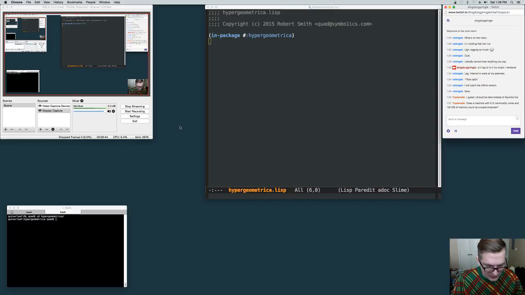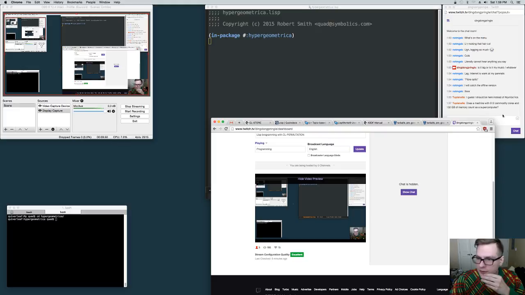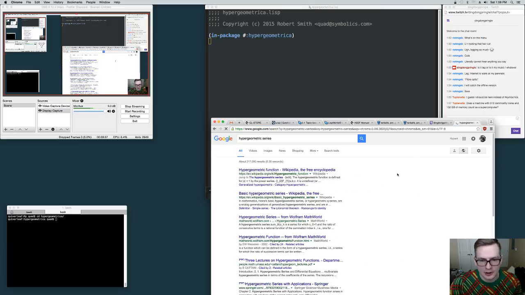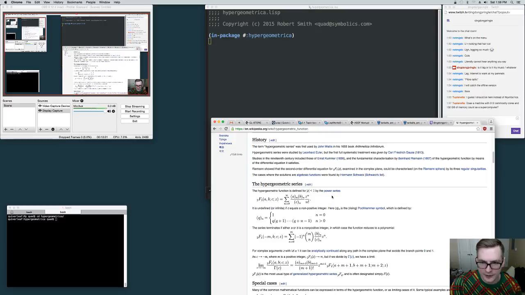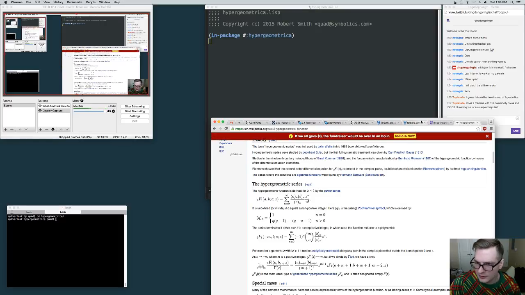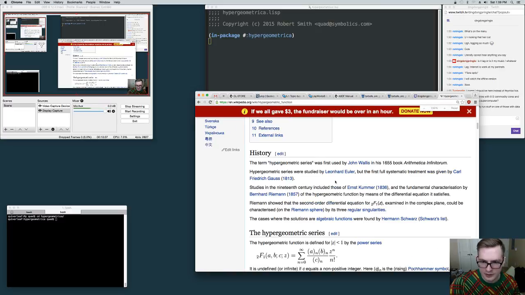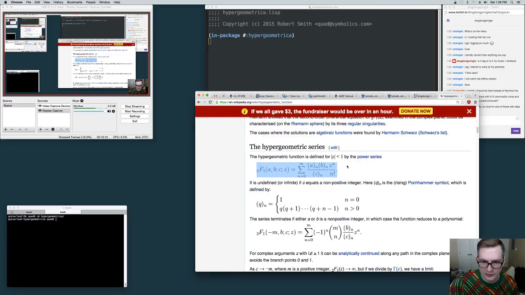So, hypergeometric series, I suppose I can just go to Wikipedia, if I can find it, and show a quick little thing. I'm not going to explain everything about them. But the point is that it's a series that kind of looks like this. I can zoom in maybe. So here's the series. Hypergeometric, this is one kind of series, I should say.